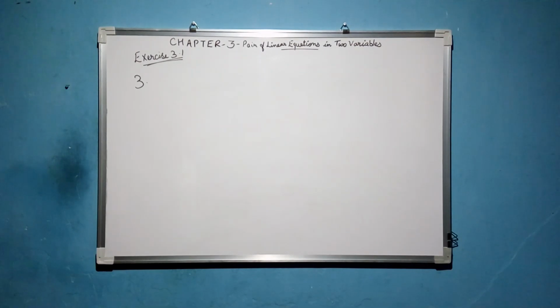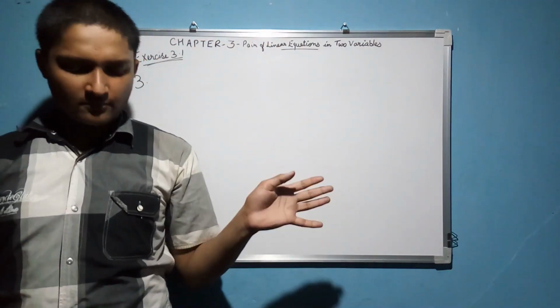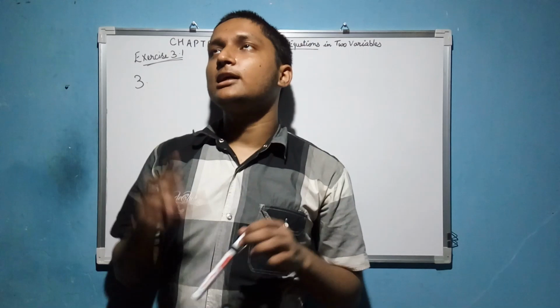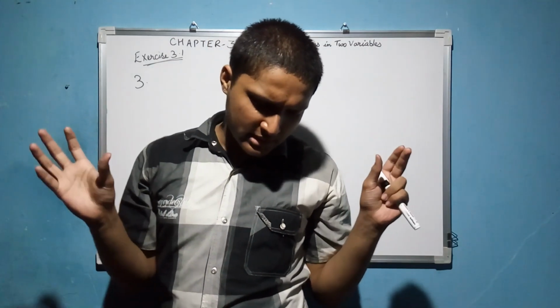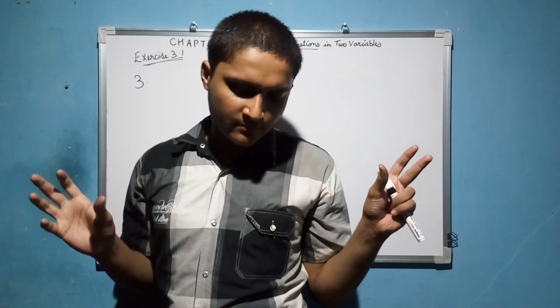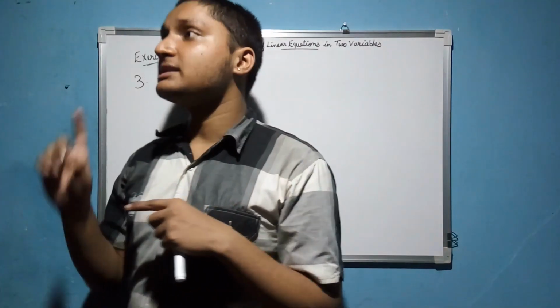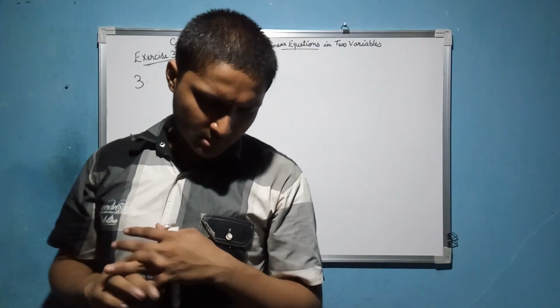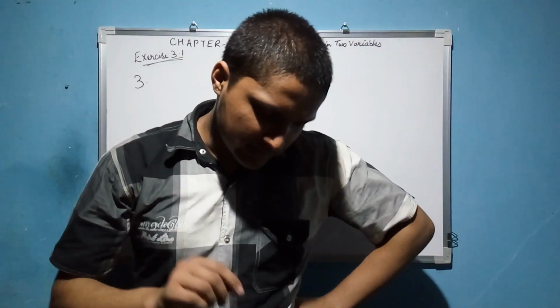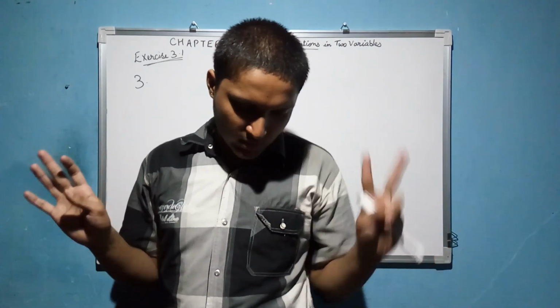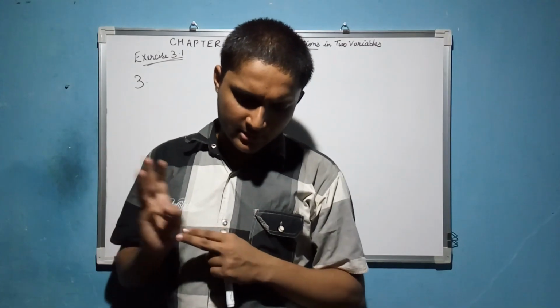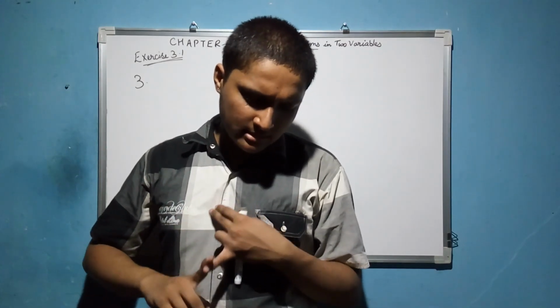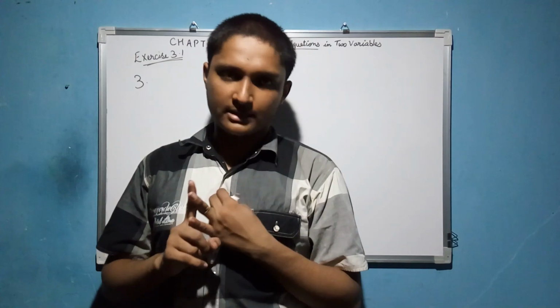Okay, now we have the third question. Now it is telling that the cost of 3 kg of apples and 1 kg of grapes on a day was found to be rupees 160. On the same day, the cost of 4 kg of apples and 2 kg of grapes was found to be 300. You need to represent that algebraically and geometrically.